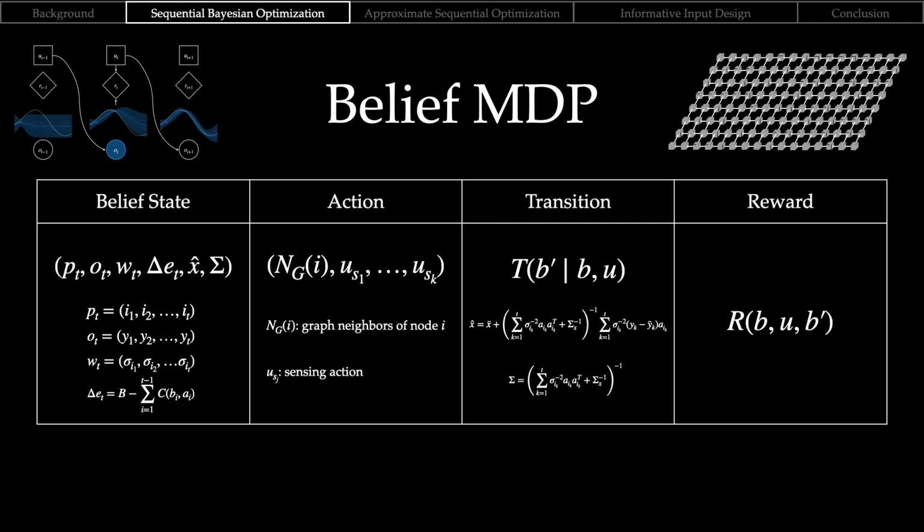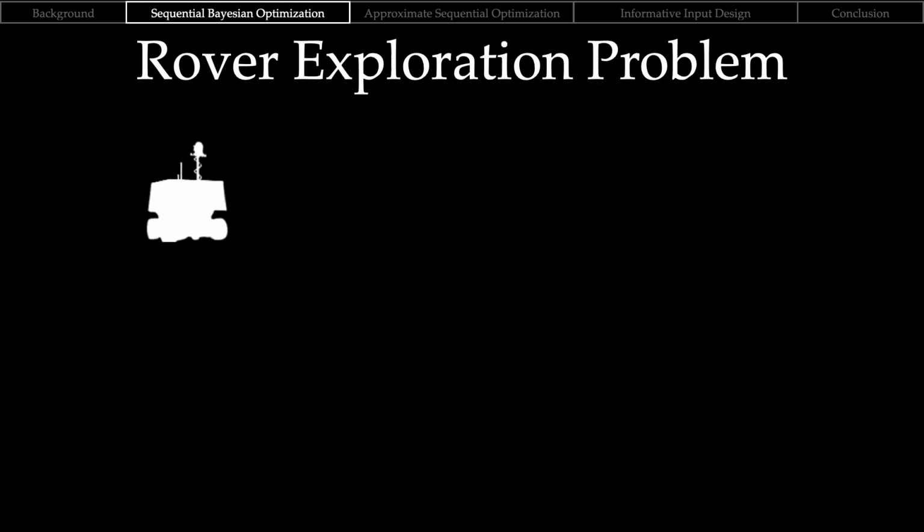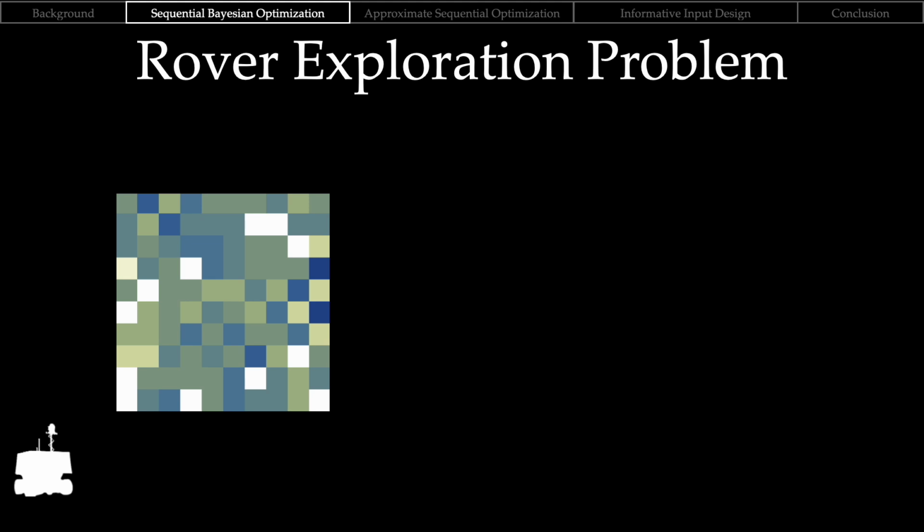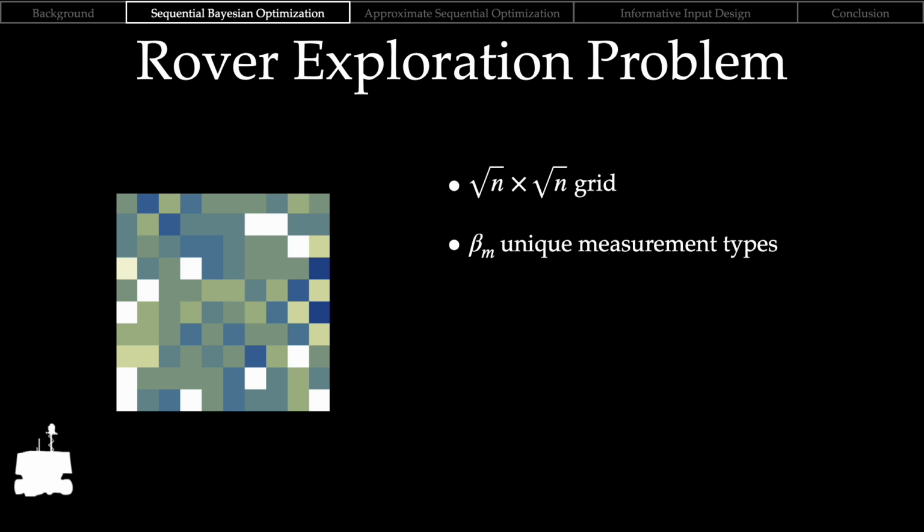So one of the problems that we applied this to was the rover exploration problem. And in this problem, the agent, which is the rover, can choose between two sensors. It can choose to drill, where the drill is very precise, but it's also very costly. It can also choose to use the spectrometer, where the spectrometer is not as precise as the drill, but it's also not as costly. So we have this trade-off between those two sensors. And so one example of this problem is using this grid-based setup here, where we have, in this case, 10 different measurement types scattered throughout the environment. So each different measurement type is represented by a different color here.